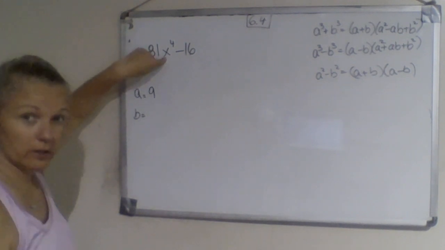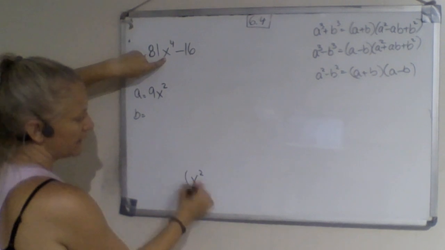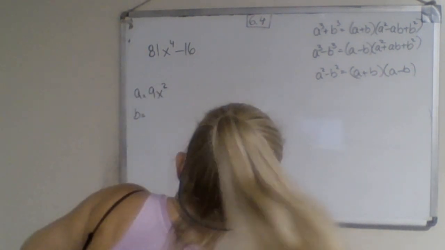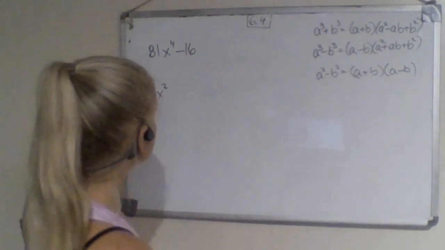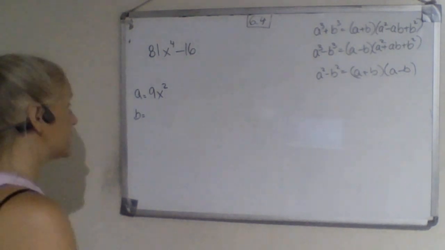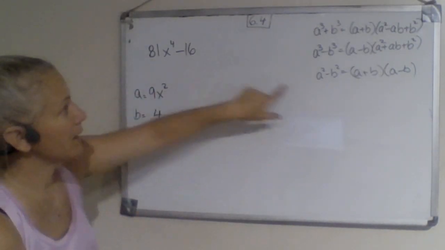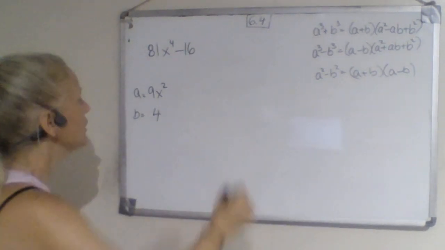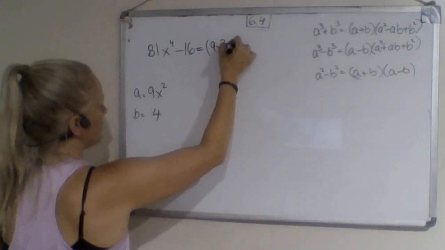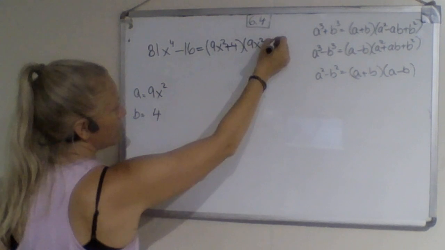x to the 4th is the square of x to the 2nd, right? Because x to the 2nd, all of it to the 2nd, becomes x to the 4th, right? So I know that this is the square of 9x squared. 16. Is 16 a perfect square? Yes, it is. 16 is the perfect square of 4. So I have two numbers squared with a minus in between. That's my formula. So this becomes 9x squared plus 4 times 9x squared minus 4.